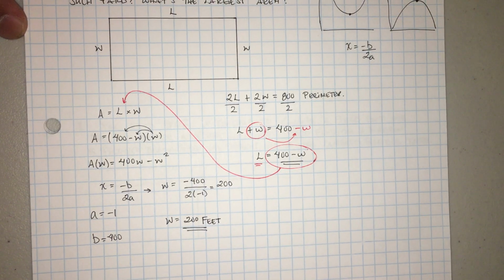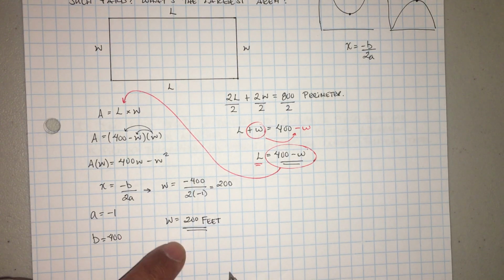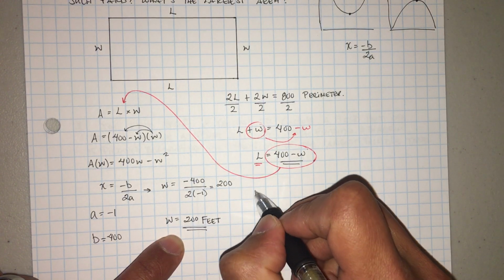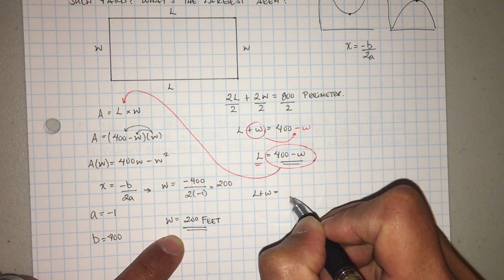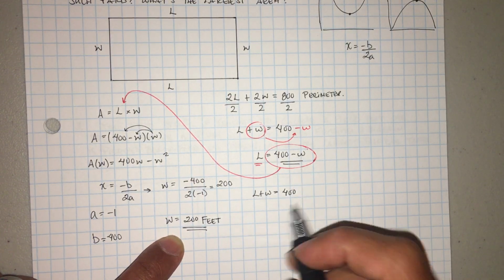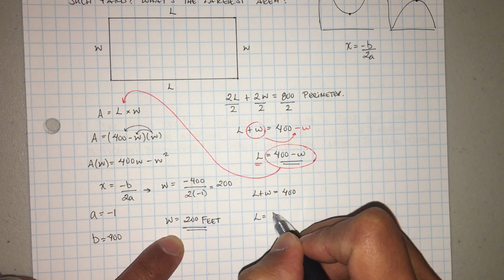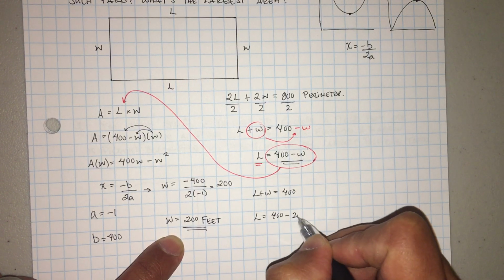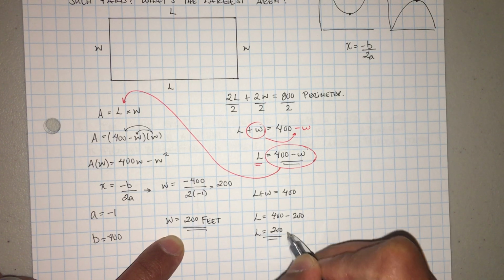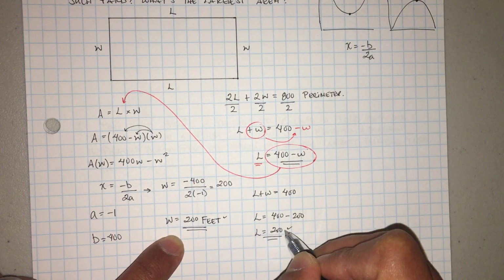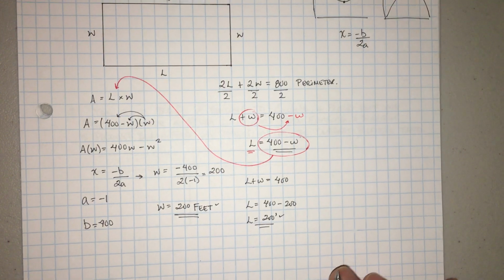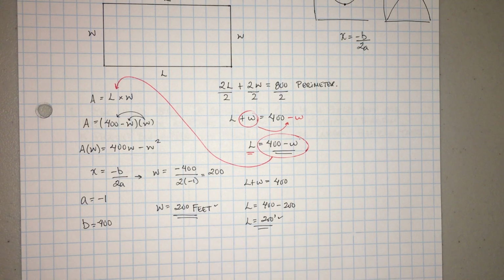Now can I find my length? ¿Puedo encontrar lo largo? Claro que sí. Está aquí, esta ecuación acá. So we know that L plus W is equal to 400. Okay. And then we found out this guy right here. So we can figure out L is equal to 400 minus 200. And yeah, you guessed it. L is 200. Okay. And there it is. So they're both 200 feet. Los dos tienen 200 pies. Is this a rectangle? Actually, it is. A square is a rectangle.